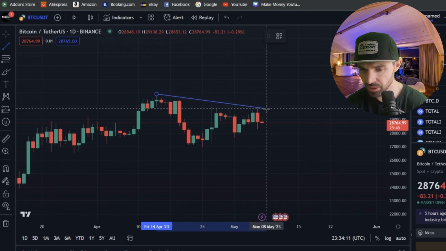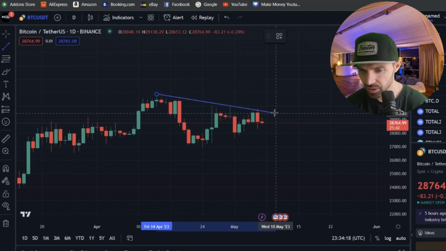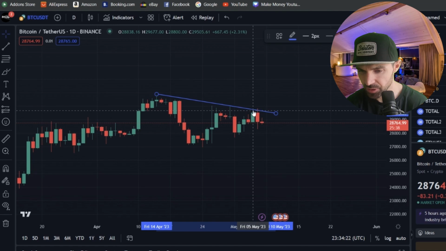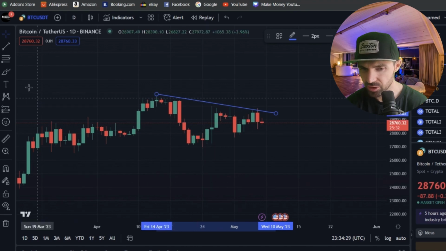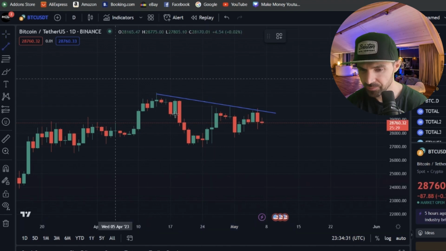So for this example here, I'm going to start off with this wick here at this height, and then I'll bring down my line, and I'll leave it roughly about here. As you can see, it wicked up here, got rejected here, and this is the starting point of my line.